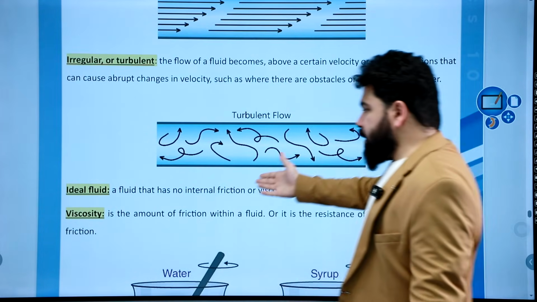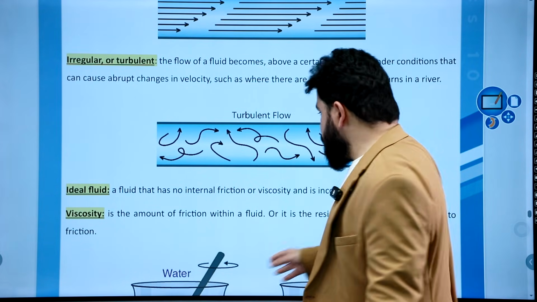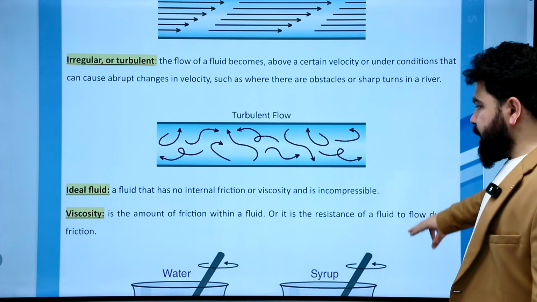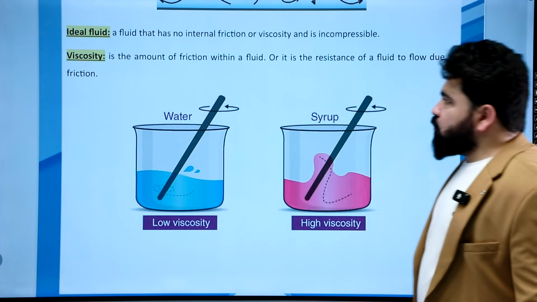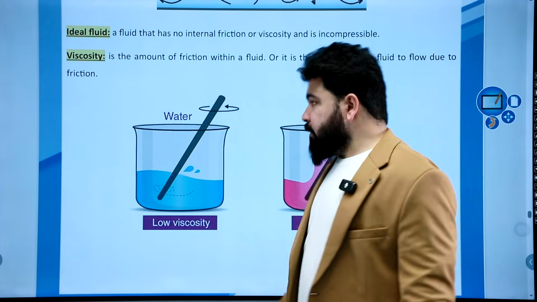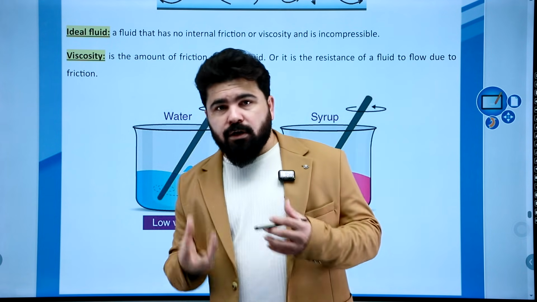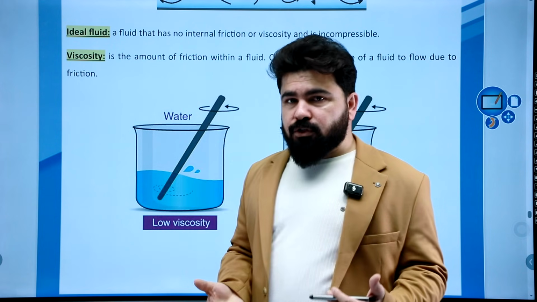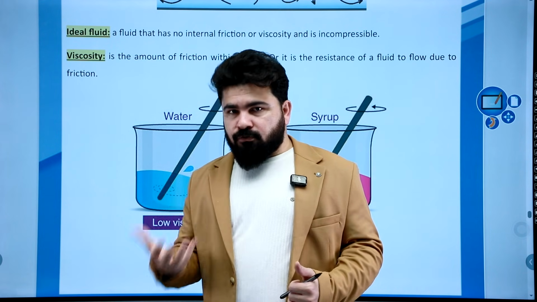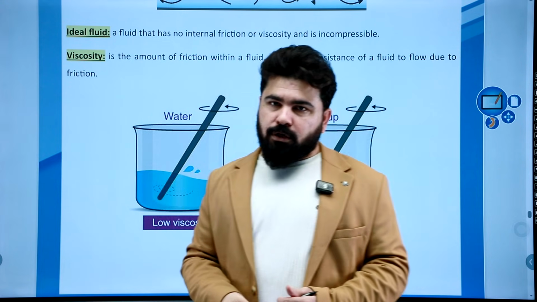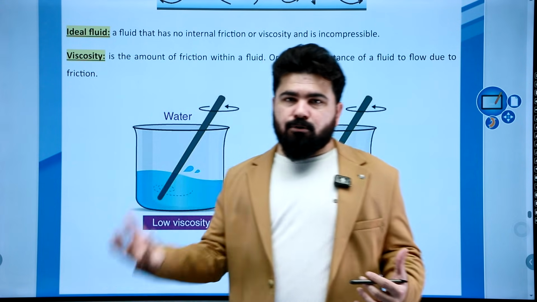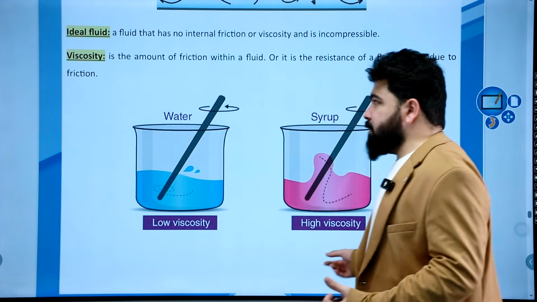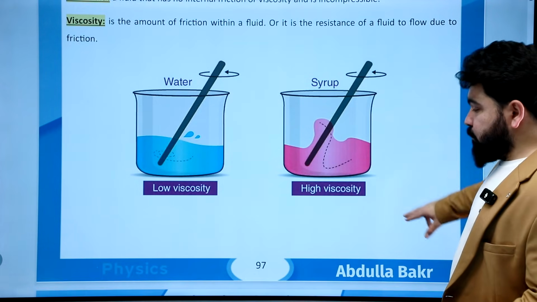Ideal fluid is a fluid that has no internal friction, or no viscosity, and it's incompressible. Viscosity is the amount of friction within a fluid. For example, you have oil and you have water. Which one is more difficult to flow? Of course, oil. You have honey and water. Which one is more difficult to flow? Of course, honey is more difficult to flow. So honey has more viscosity.